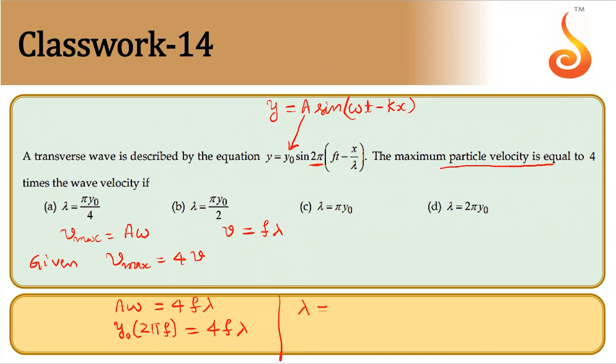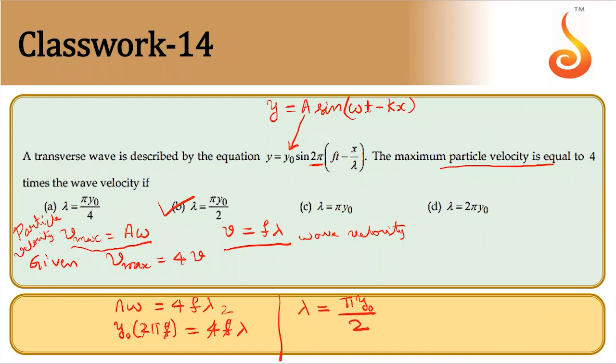Solve for lambda. Lambda will be pi y naught by 2, since f gets cancelled. That is option B. So this is particle velocity, and this is wave velocity. Note down this.